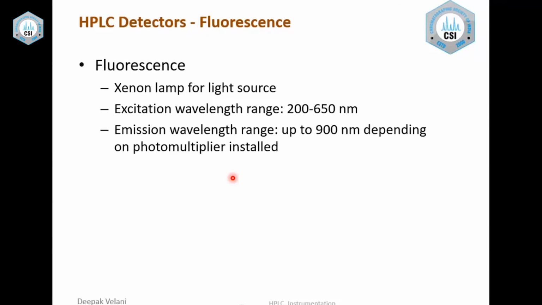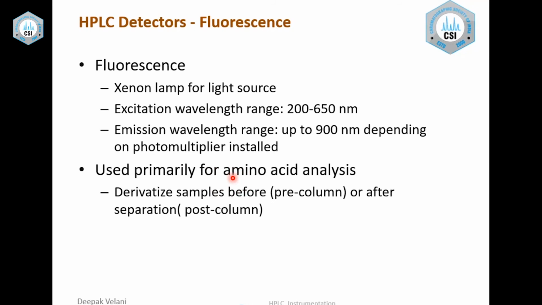Then comes the fluorescence detector, which is definitely a good detector, and there are a few samples that require detection with fluorescence by derivatization. That is what we do in derivatization. We derivatize the sample and make it fluorescent. This can be pre-column, that is, the sample is derivatized and then injected into the column, or post-column, meaning that after analysis the derivatization is done for the sample, and that sample is detected by the fluorescence detector.